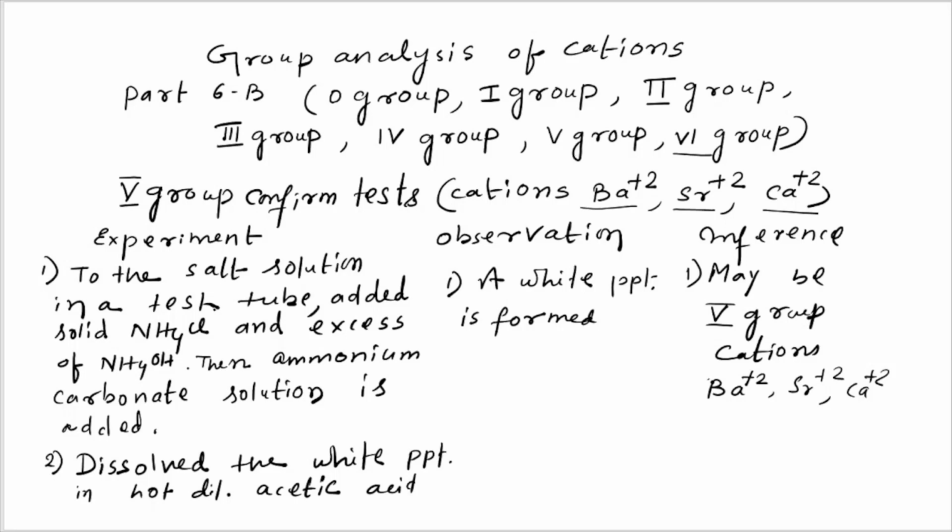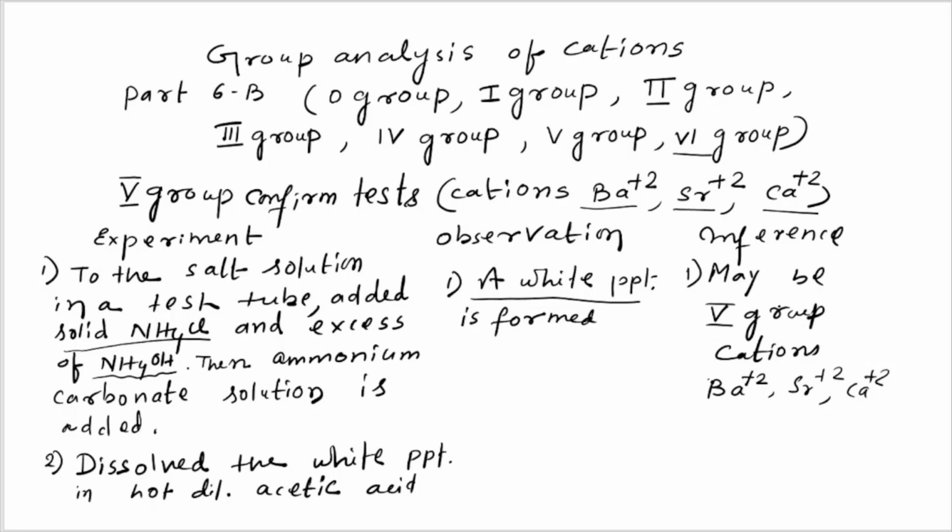To the salt solution, you add solid ammonium chloride, then excess sodium hydroxide, that is called a saturated solution. Then you add ammonium carbonate solution. If nothing happens, you may add solid ammonium carbonate. If you get a white precipitate, this is the indication of the 5th group. You can say yes, it is the 5th group. The 5th group means barium plus 2, strontium plus 2, calcium plus 2. That means any one should be present. So you can say maybe the 5th group.